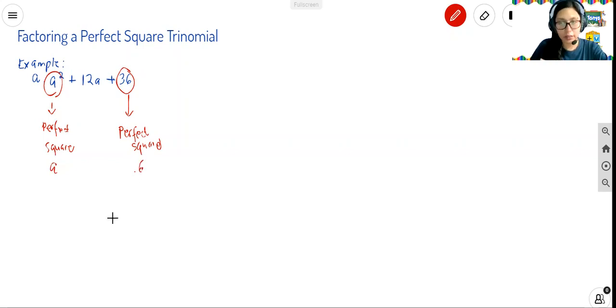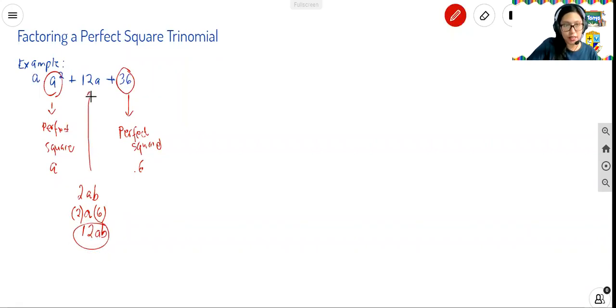Now, for the middle term, try to check if the middle term corresponds to twice of a times 6. Our first term is a, our second term is 6, and then you multiply it by 2. So 2 times a times 6 is 12a. If that corresponds to the middle term, then the expression that you have is a perfect square trinomial.